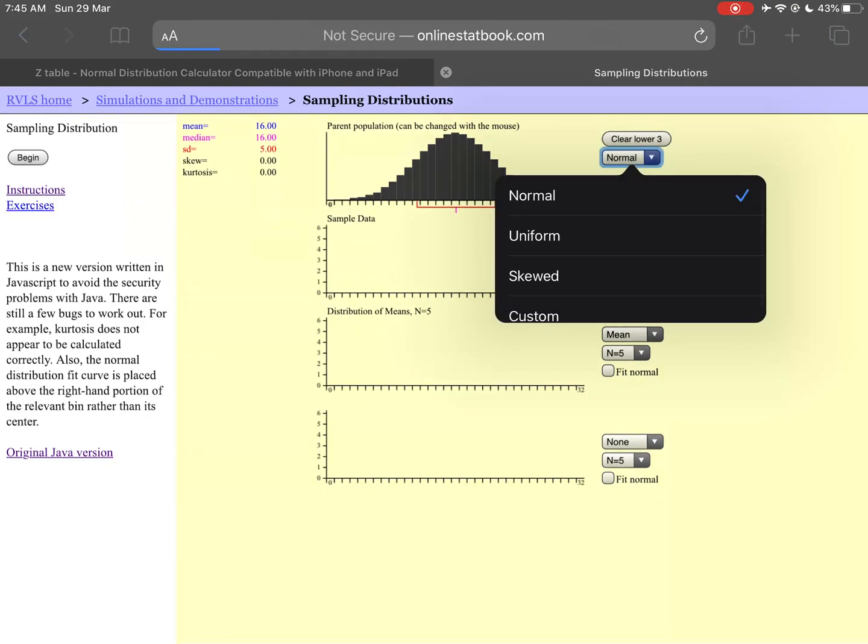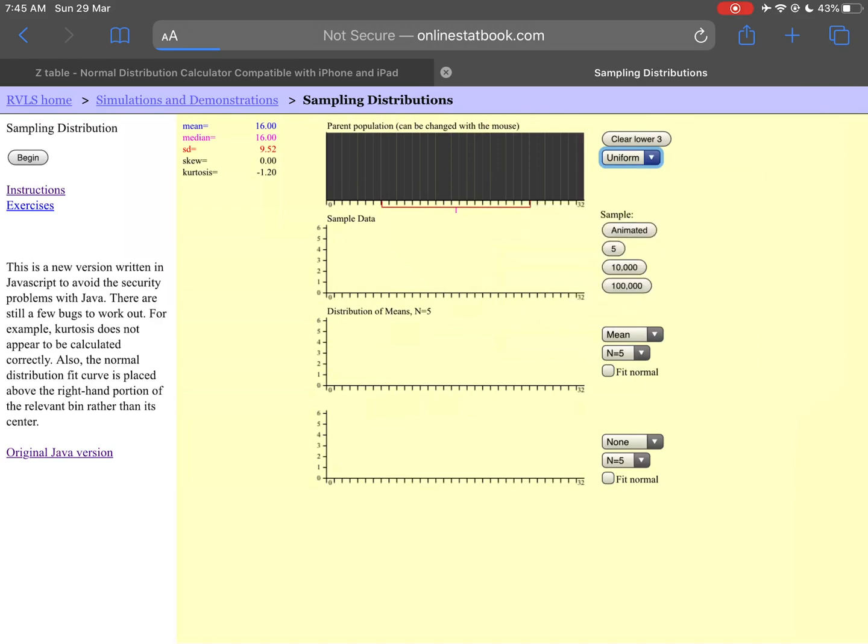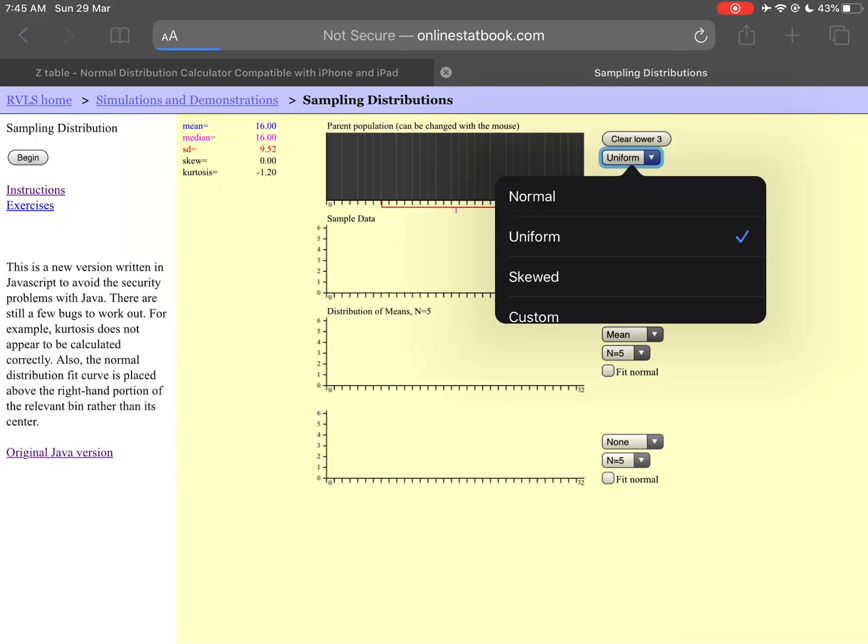So here, let's say you can start with normal or uniform or skewed. This one is skewed to what? It's skewed to the left. Okay? Sorry for this. Put it back, uniform, skewed.